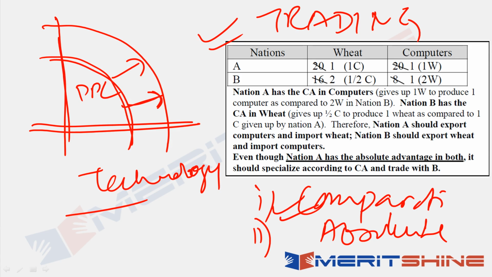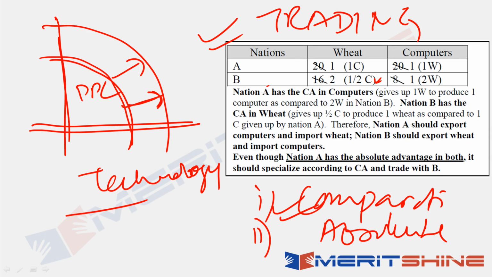How do we look at comparative advantage? We compare the two countries, the things that we want to trade, and we see what a partner, a trading country, has to forego in order to produce this. Whoever has to forego the lesser of things will produce that thing, right? So B nation had to forego the other quantity, only half of it, so B will produce wheat.